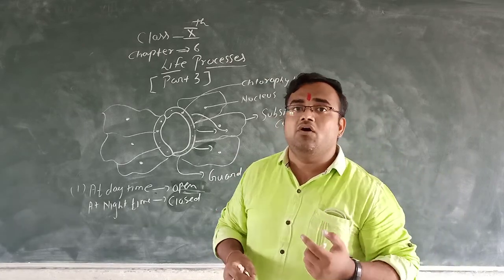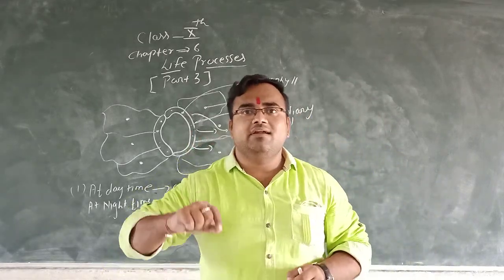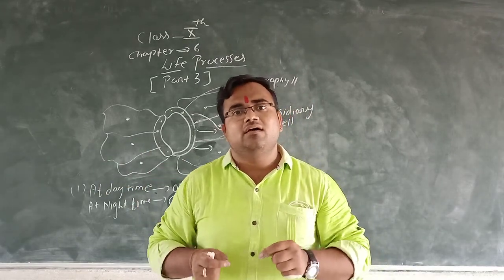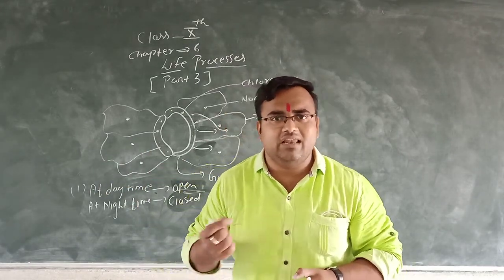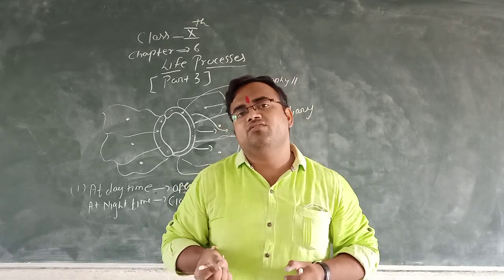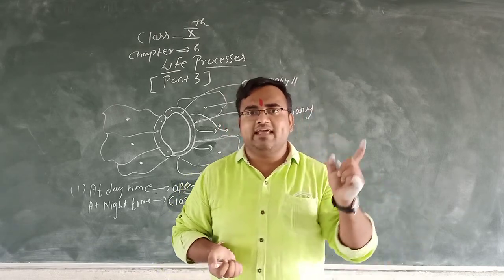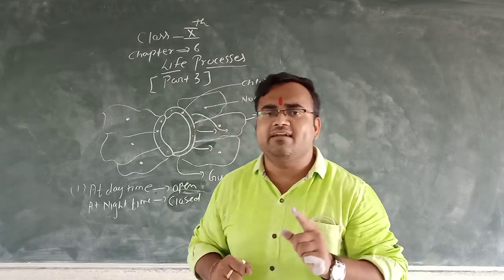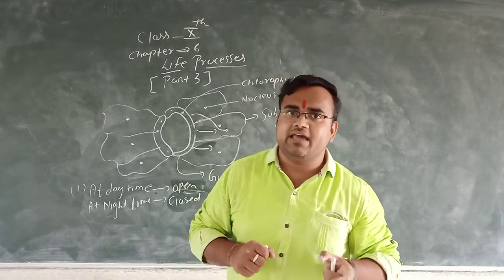But what is the mechanism in the desert plant? In a desert plant, the concentration of water is already very less. At daytime in the desert, the temperature is very high and the light intensity is also very high.